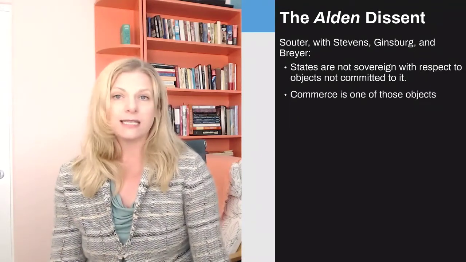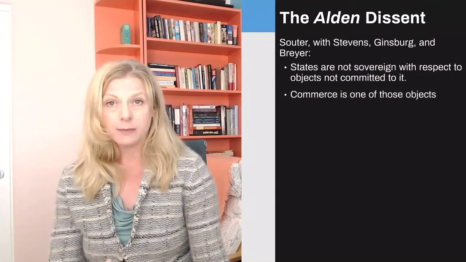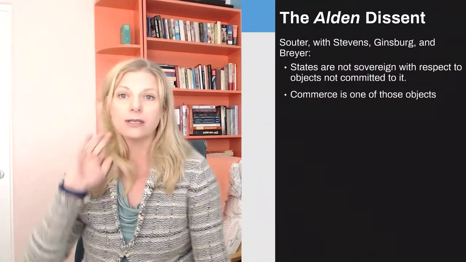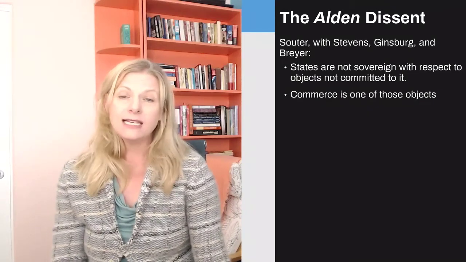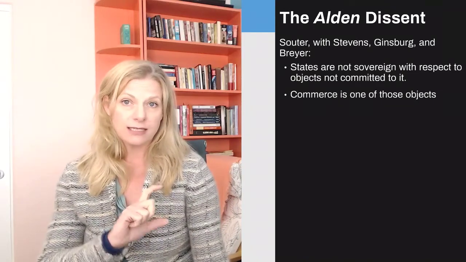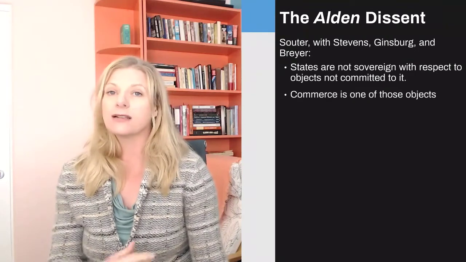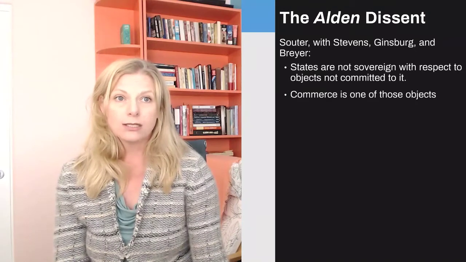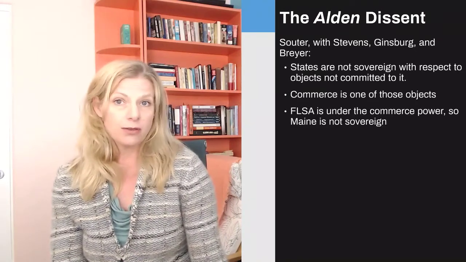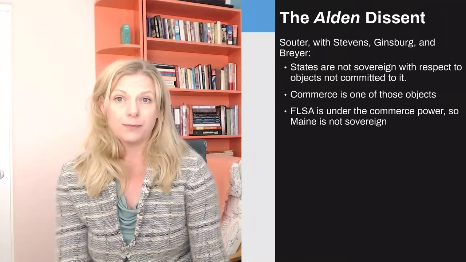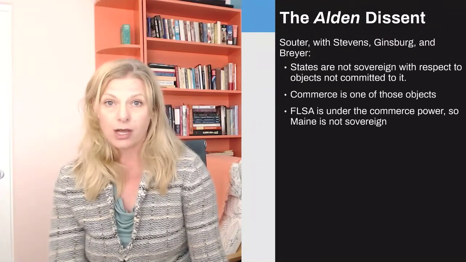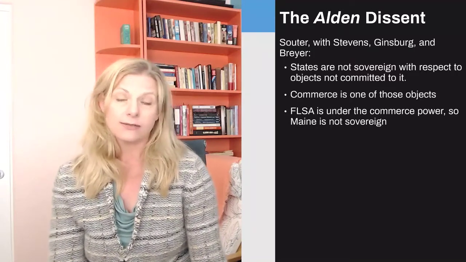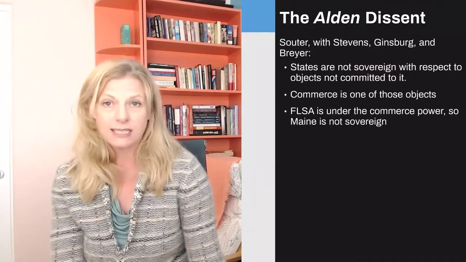So what this means is that Congress clearly has the commerce power, the power to regulate interstate commerce. This is obviously in the Constitution in Article 1. And he says because this is not a state power, the states are not sovereign in respect to these kinds of issues. So this means the Fair Labor Standards Act is something that is enacted under the commerce power. And so Maine is not sovereign here. So there's no sovereign immunity for these kinds of questions, regardless if it is in state court or in federal court.